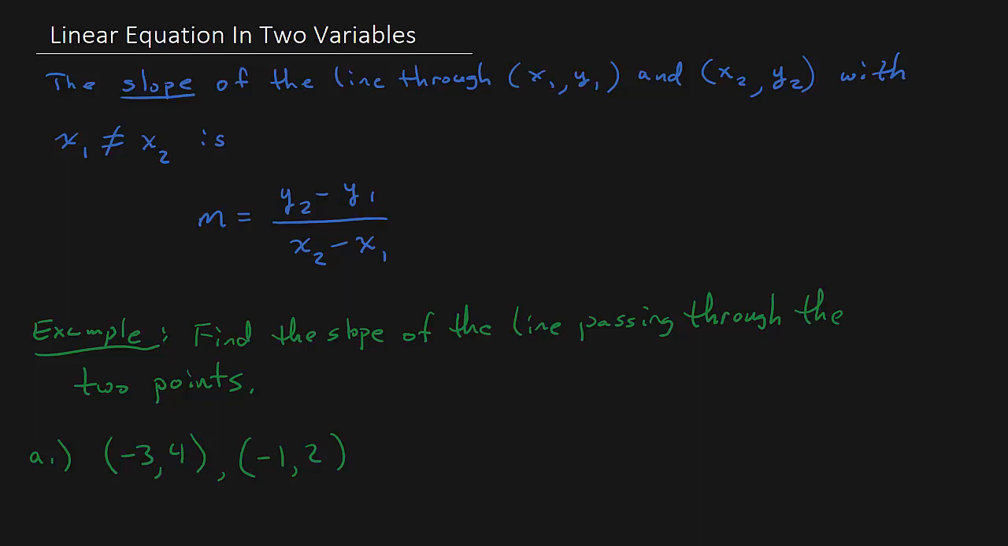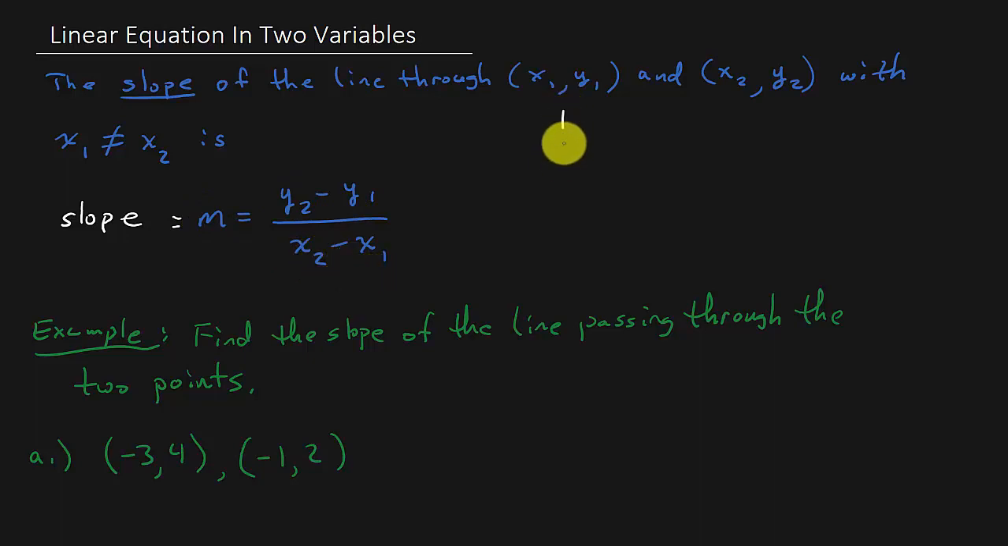So first, let's look at slope. The slope of the line through 2 points, (x1, y1) and (x2, y2), where x1 and x2 are not equal, and we usually denote the slope with the letter m, is y2 minus y1 over x2 minus x1.